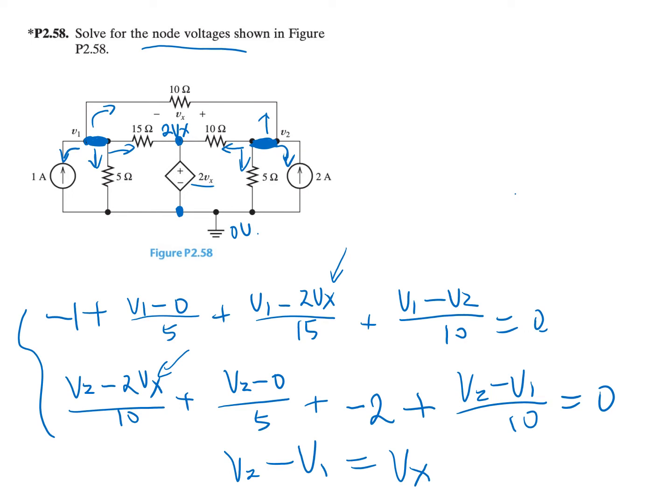After solving this system of two equations, we can find that V1 is equal to 5.405 volts. V2 is equal to 7.297 volts.